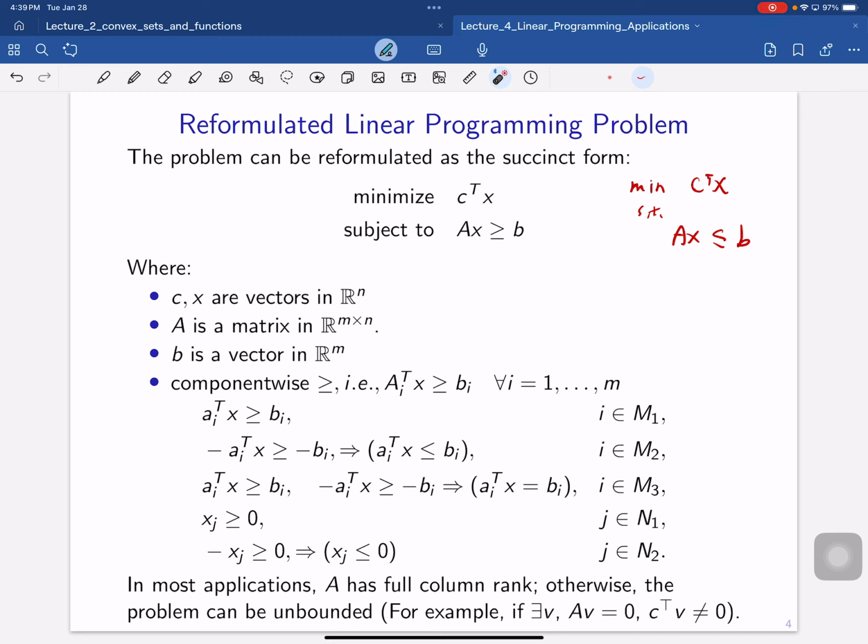So if it happens to be the case that C transpose V does not equal 0, then this problem can sometimes be unbounded, right? Because you can take V to infinity, using the same direction. Since A times V equals 0, as long as you find a feasible solution, you can move in the direction of V and let the objective go to infinity. Okay, so that's the intuition here.